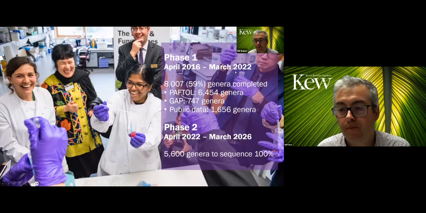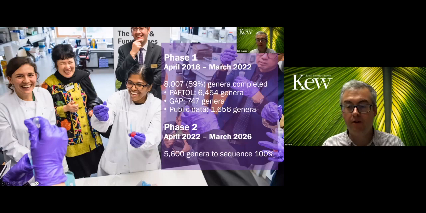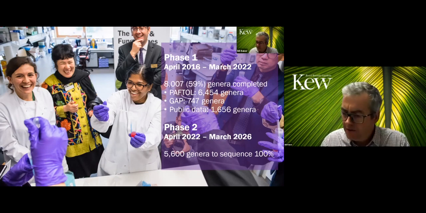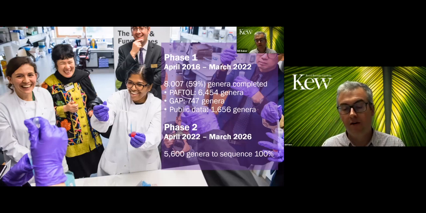So where have we got to? Well, phase one was 6 years, supposed to be 5 years. We overran a little bit, and it ended in March last year. By the end of that time, we had generated data for nearly 60% of the genera. We ourselves had sequenced 6,500 of those. The Australian project contributed around 750. We had also mined extensively from public data, leaning massively on, for example, the European Nucleotide Archive.